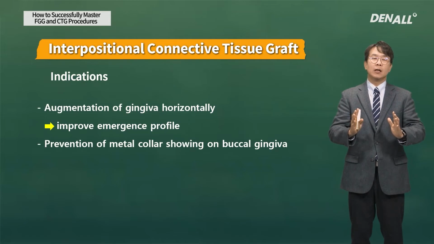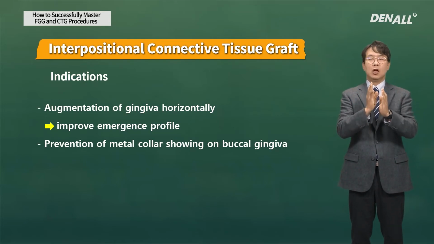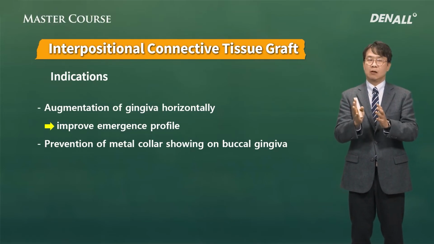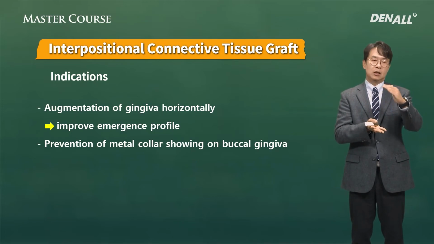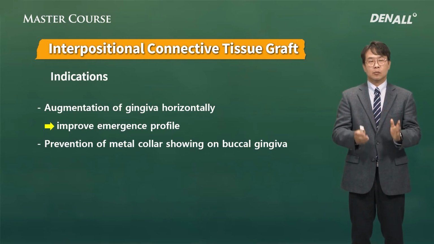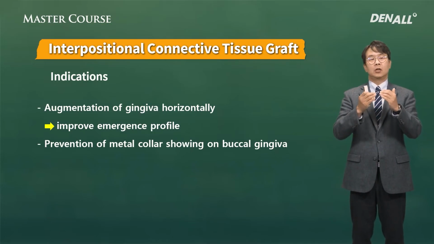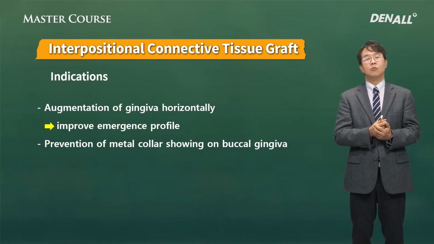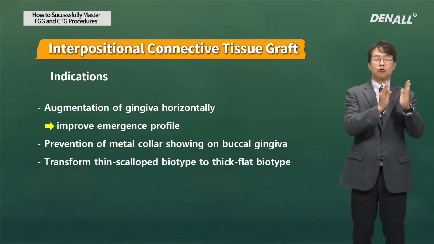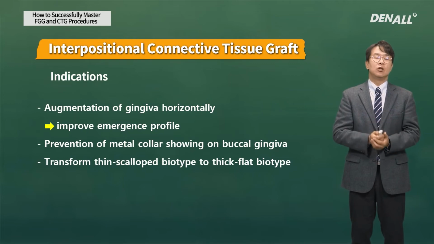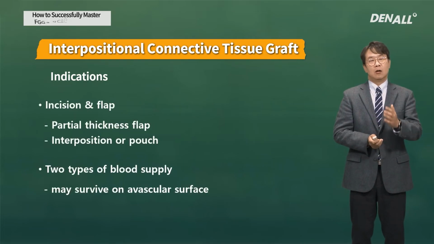This is not the only way to improve the emergence profile. However, when implant placement position is not proper, or bone or soft tissue is thin, then interpositional connective tissue graft can be done to make a compensation for it. It also helps to cover the receded gingiva. Most importantly, it can transform thin scalloped biotype to thick flat biotype to stabilize soft tissue around implants.